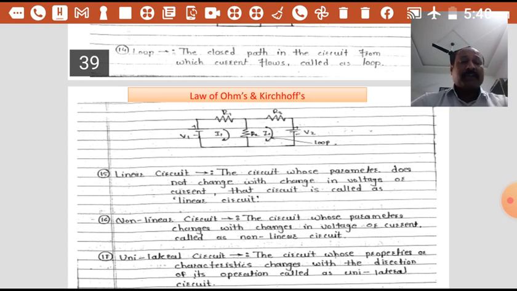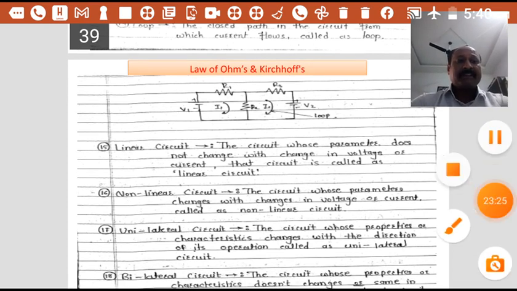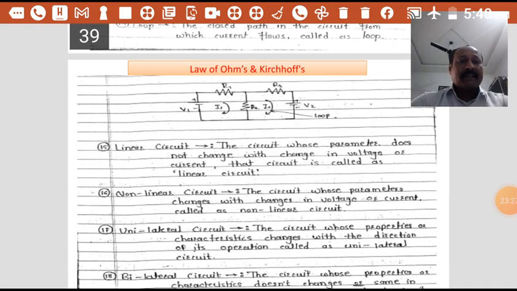Then the next one is nothing but the linear circuit. The circuit whose parameters do not change with change in voltage or current, that circuit is called a linear circuit. Then what is a non-linear circuit? The circuit whose parameters change with change in voltage or current is called a non-linear circuit.